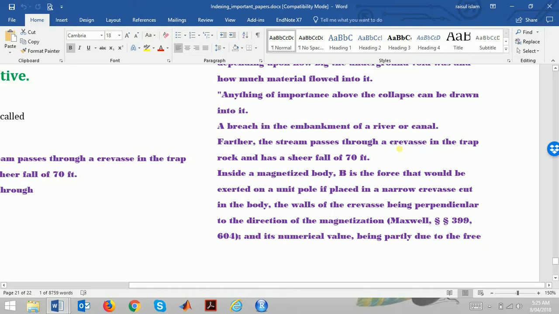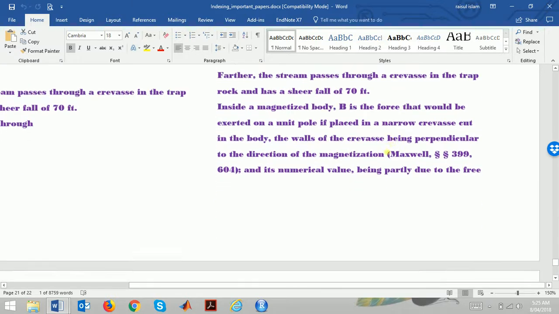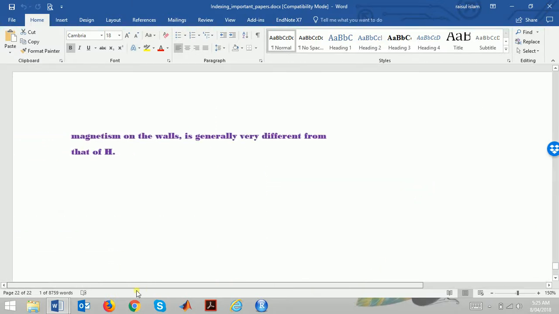A bridge in the embankment of a river or canal. Further, the stream passes through a crevasse in the trap rock and has a sheer wall of 70 feet. Inside a magnetized body, V is the force that would be exerted on a unit pole placed in a narrow crevasse cut in the body. Magnetism on the walls is generally very different from that of H.